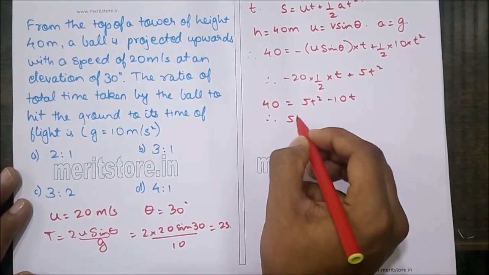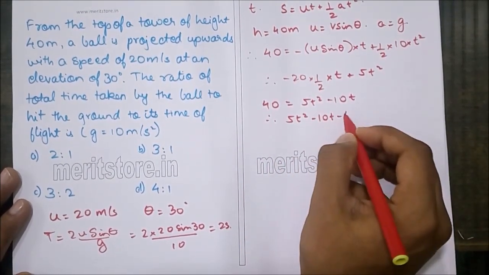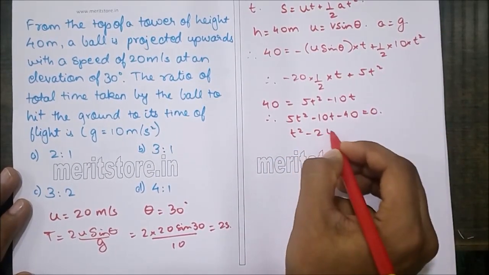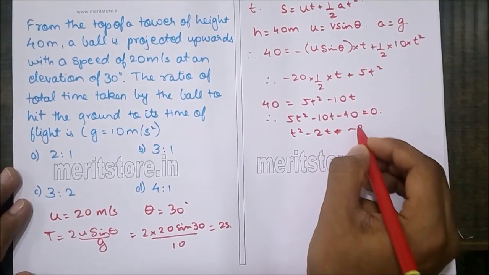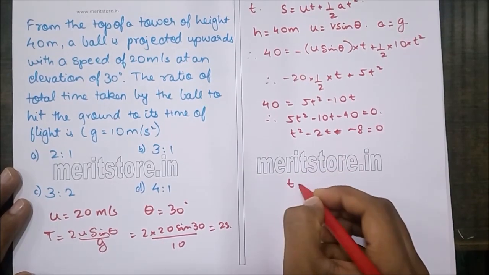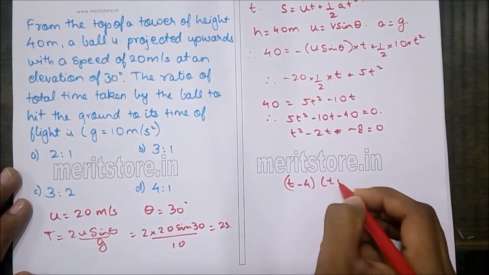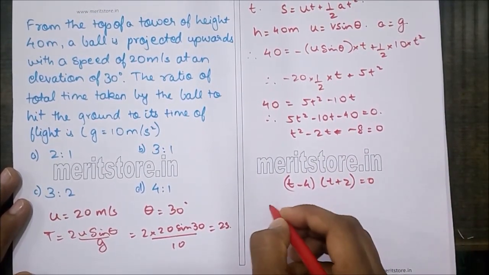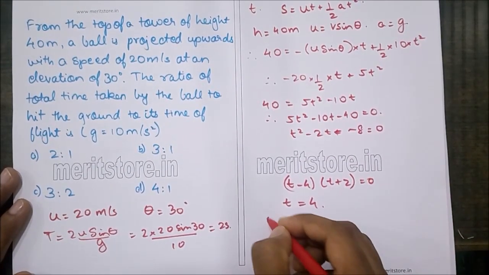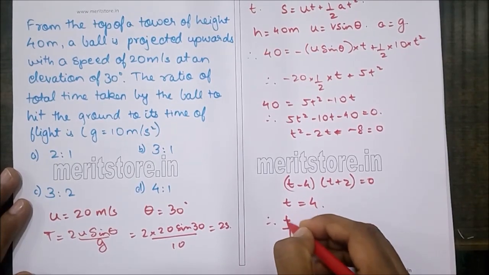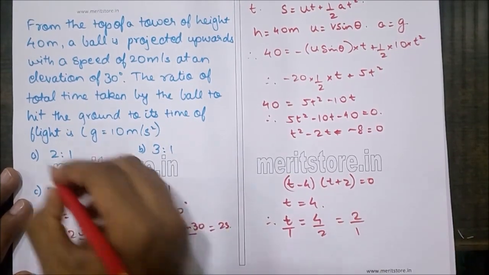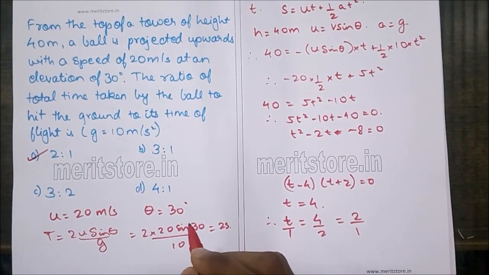Therefore 5t square minus 10t minus 40 is equal to 0. So t square minus 2t minus 8 is equal to 0. Solving this quadratic equation, we get (t minus 4)(t plus 2) is equal to 0. Since t cannot be minus 2, t should be equal to 4. Therefore t by T is equal to 4 by 2, which is equal to 2:1. Hence option A is the correct answer.